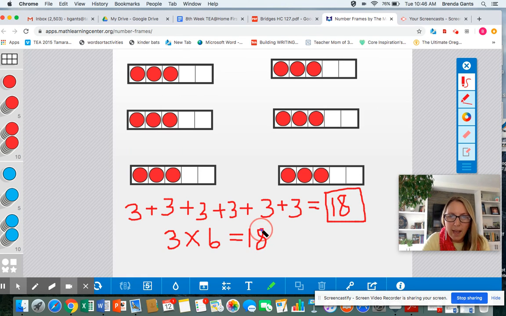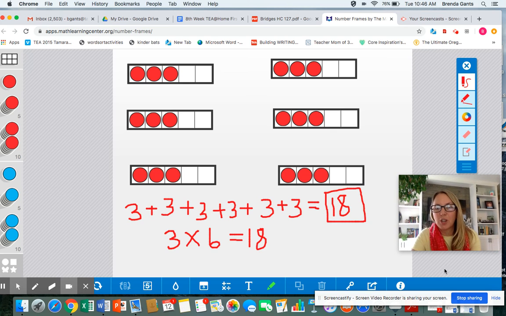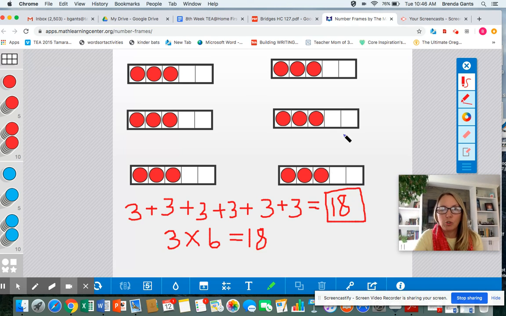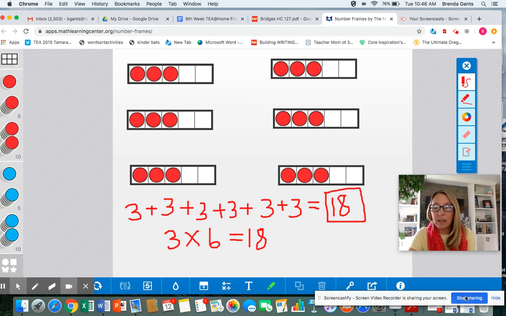Whenever we add a number over and over, we take groups of that number. We had 6 groups of 3. We could use multiplication symbols. So we'll start to talk about that soon. But I'm sure you could do all of this on your own, and I want you to get out the Number Frames app and explore along with this page.